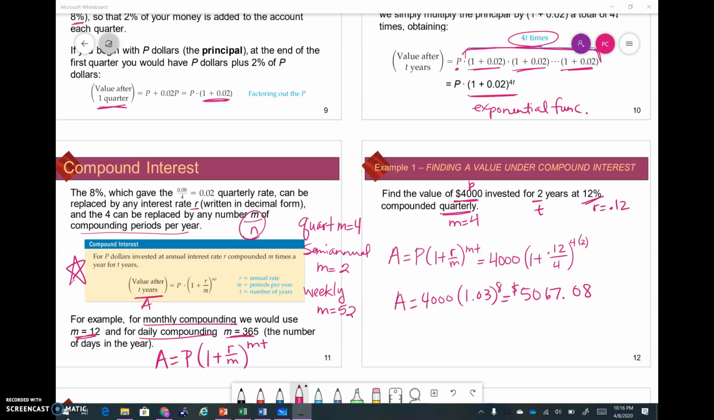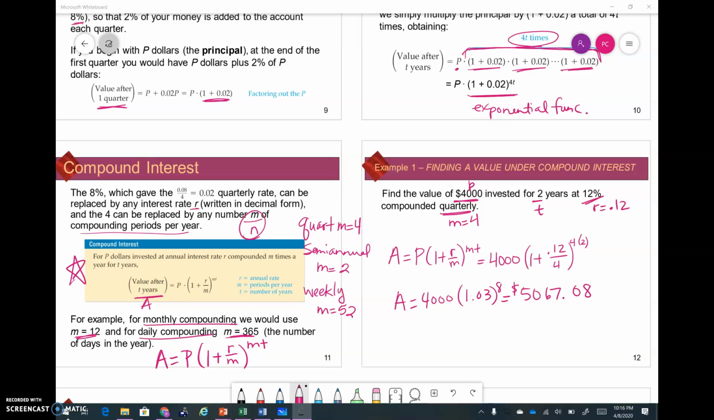All right, so by plugging into the formula, as we read the problem, find the value of $4,000 invested for 2 years at 12% compounded quarterly, gives us a P of 4,000, T of 2, 12% gives us R as 0.12, and M is equal to 4. Once you have all the numbers identified, this is a fairly easy problem because all we're doing is plugging the numbers in and then plugging things into our calculator. As you're plugging this into the calculator, always take care of the inside of the parentheses first, and that'll help you save a lot of issues on your calculator.